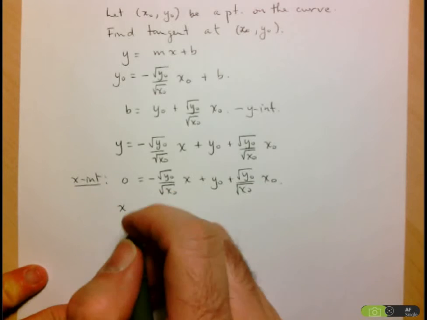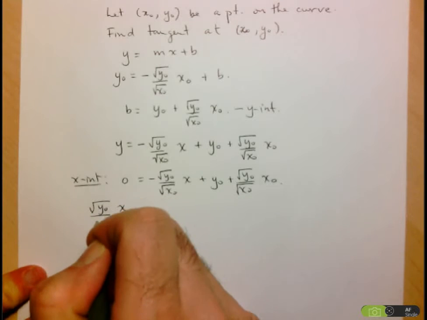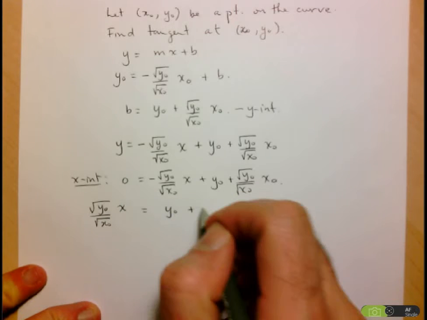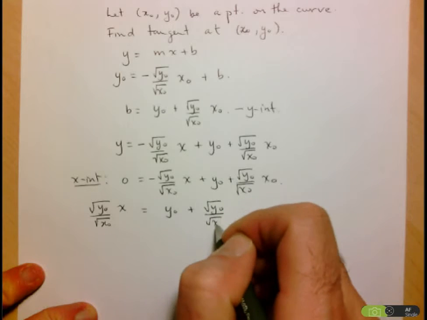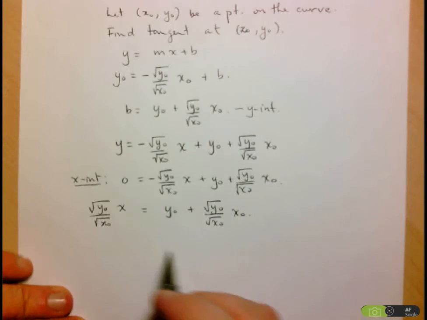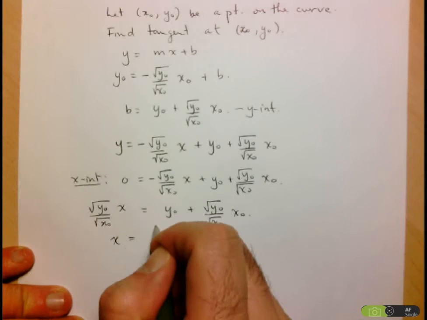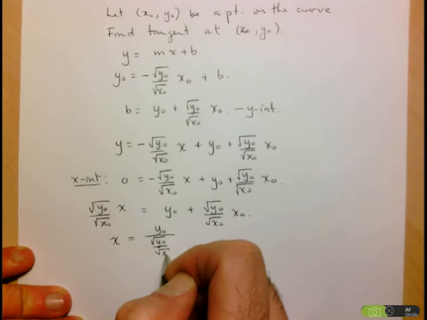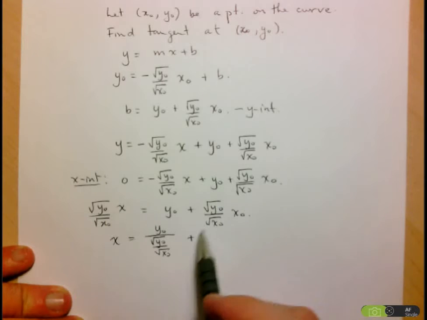So x, so it becomes positive times, okay, equals y naught plus. Okay, and now I'm going to divide both sides of the equation by root y naught over x naught. So x is equal to y naught over root y naught over root x naught. Okay, and then plus, well, when I divide this by that, it's just going to cancel out. So I'm just left with an x naught here.